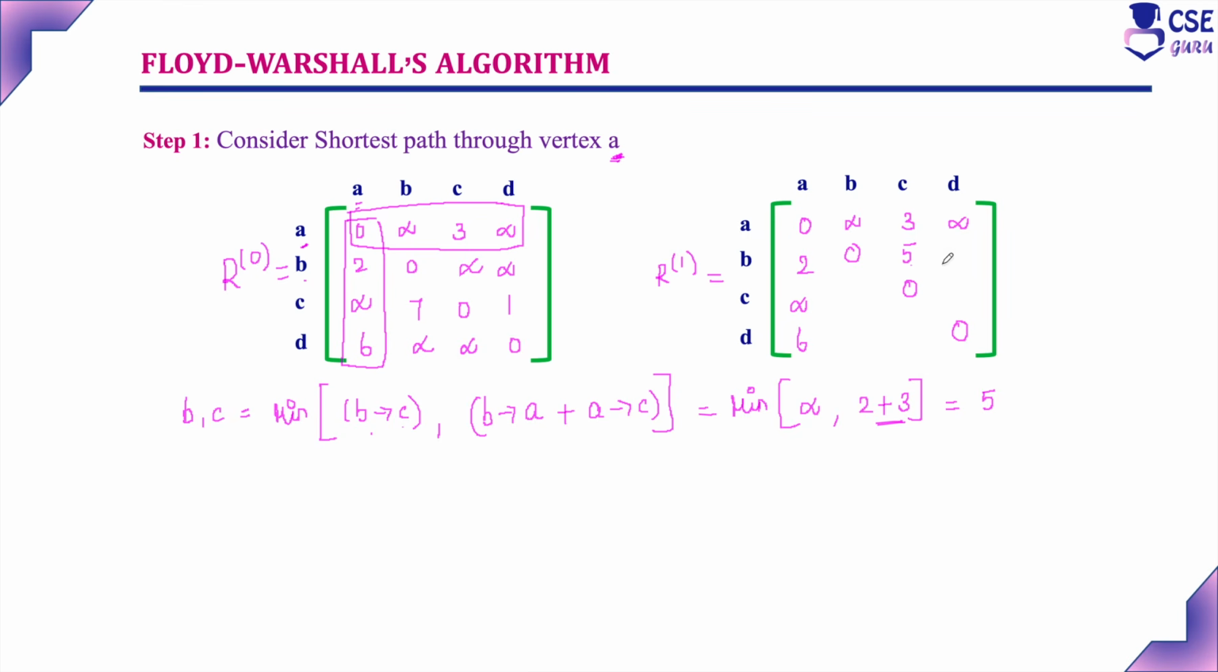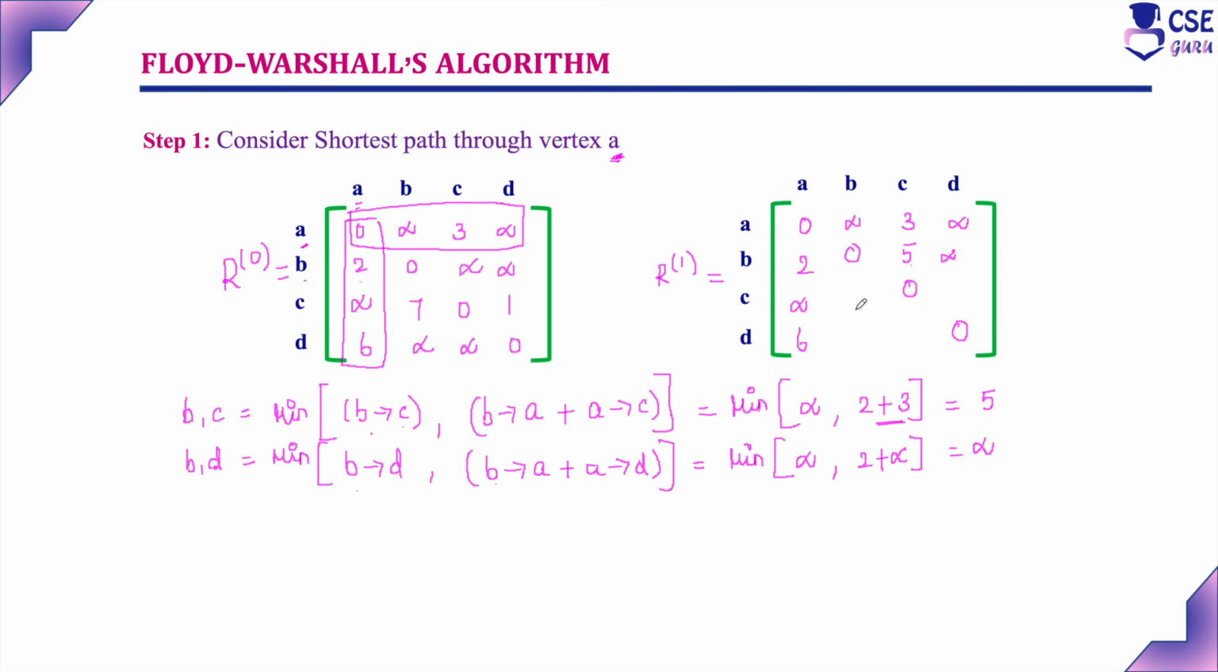Next is B, D. We need to find the shortest distance. That is minimum of B to D, in between we need to consider vertex A. That is B to A plus A to D. B to D is infinite. B to A value is 2 plus A to D value is infinite. So, we will get infinite only. We won't get a shorter path through the vertex A.